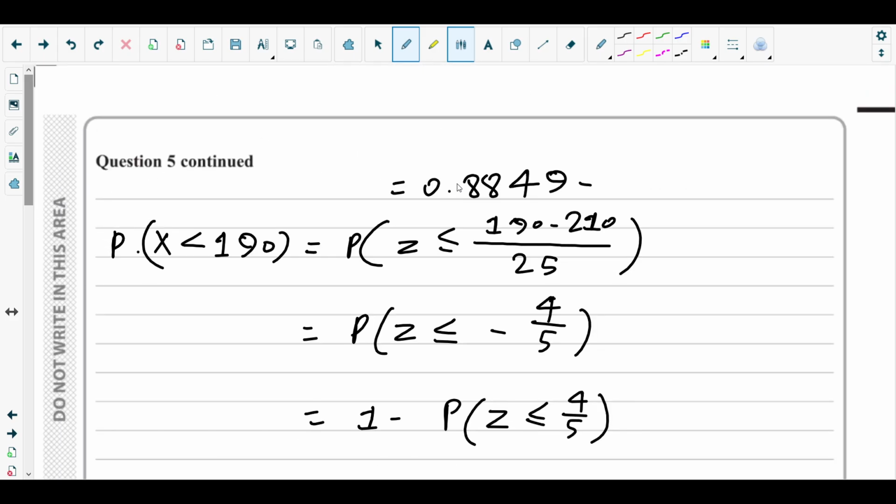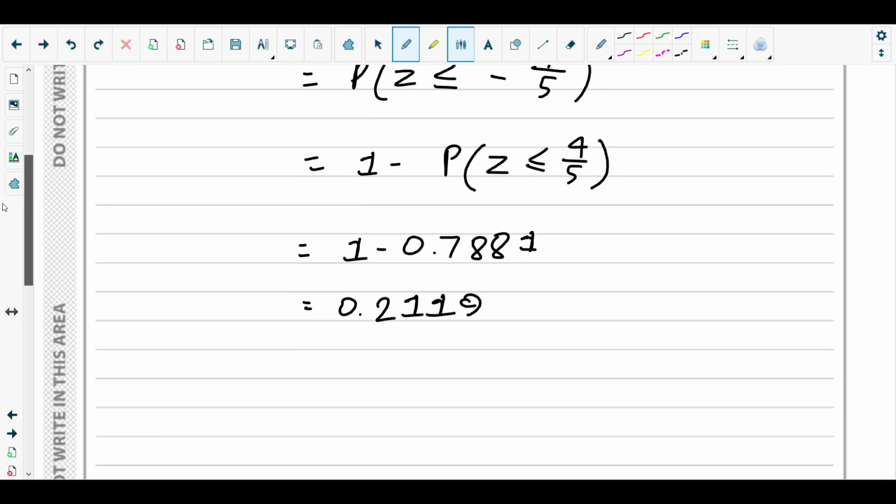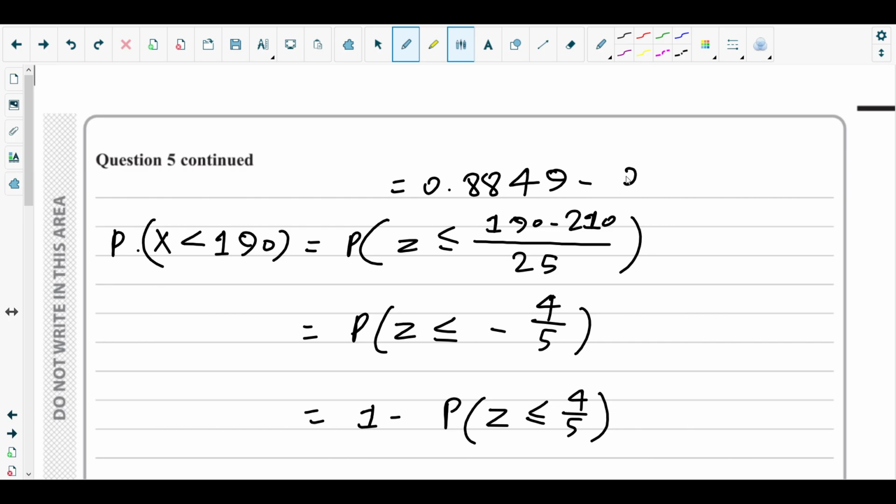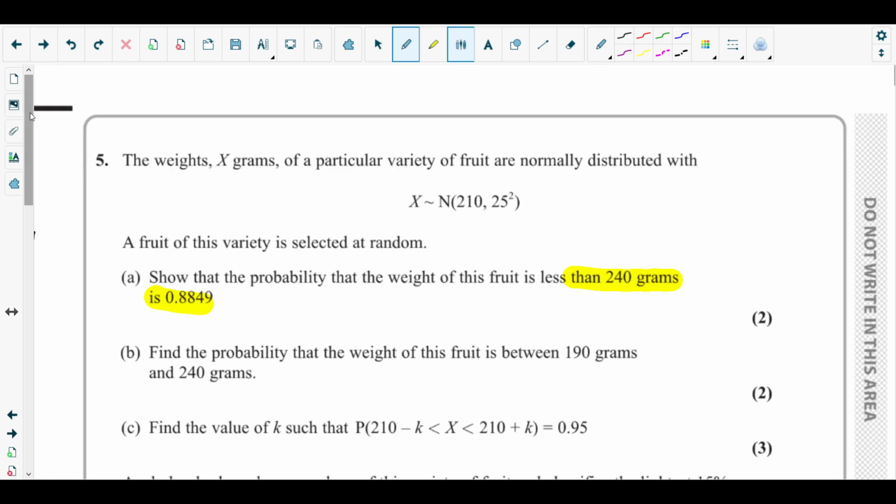So now what would it be here? 0.2119. So the answer we will get here is 0.8849 minus 0.2119. So what will you get? You will get 0.673, and that's the answer for part B. Done. Next is part C.